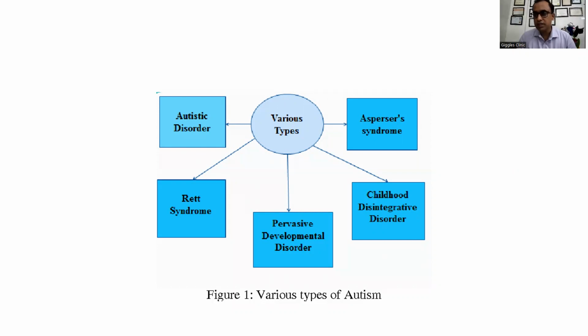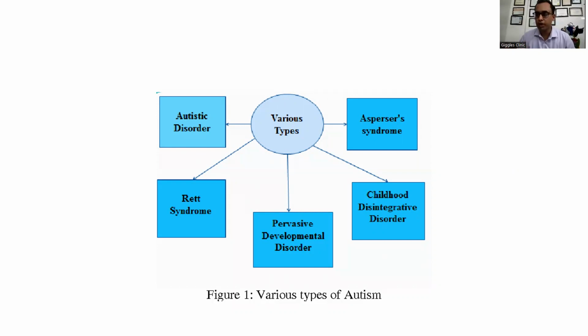Another important difference is that in Asperger, the IQ level will be almost equal or just partially low compared to a child who lands up in typical autism or a high degree of autism. So if I differentiate mild autism from moderate to severe autism, a child who is on mild autism or Asperger, which we used to call it earlier, will have a better IQ compared to a child who is moderate to severe.